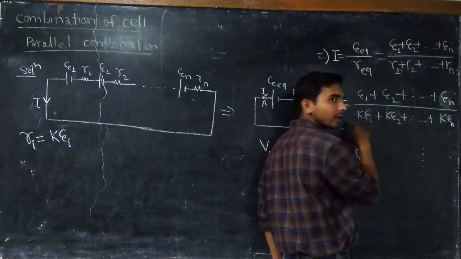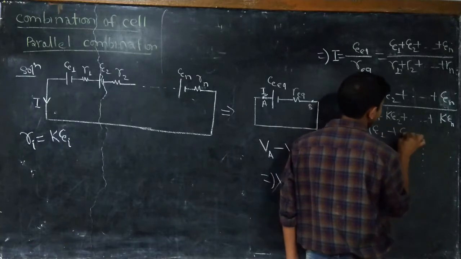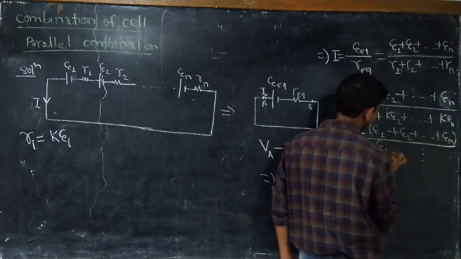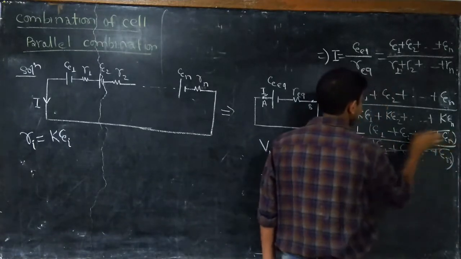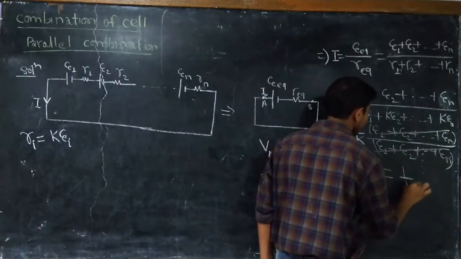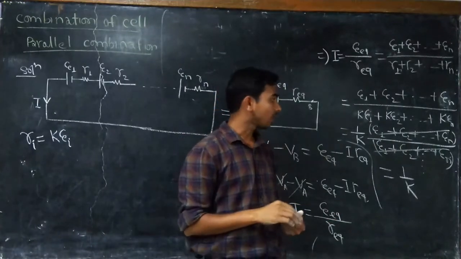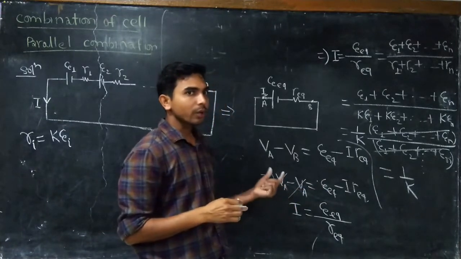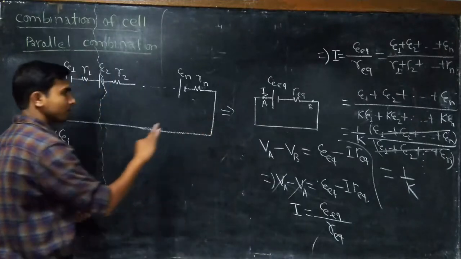So here we can take K as common. Inside you have E1 plus E2 plus dot dot dot plus En, and the same value is in the denominator also, so these two cancel, right? So how much value is coming? 1 by K. So your I is 1 by K, right? Now I is calculated, and this is the solution of the first question.